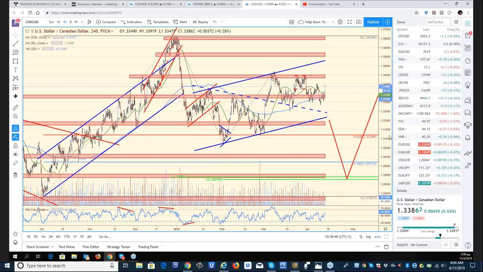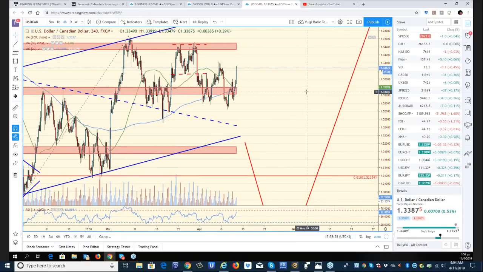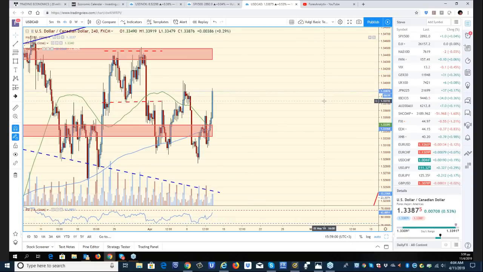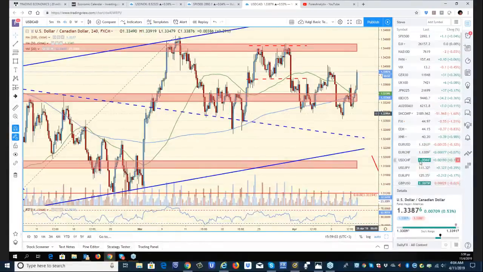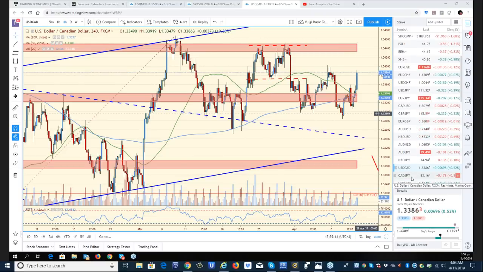Now, assuming that we see some crude weakness, that obviously should help USD CAD overperform. But as I said, on the other hand, I don't like this move to the upside. It doesn't inspire me for more upside for the time being. So I wouldn't be committing to any positions for the USD CAD. I'm just giving you both sides of the market, and you can decide for yourself what you like more and for what reason.